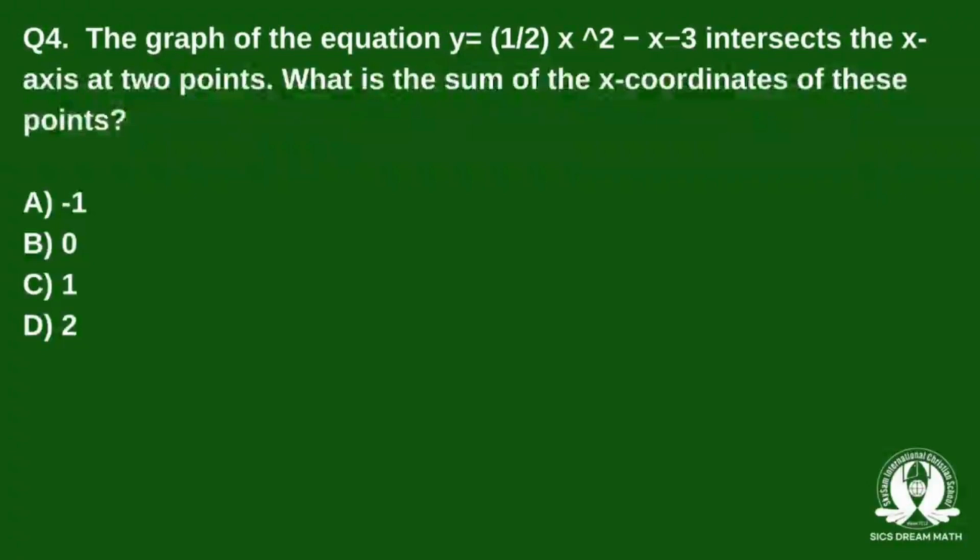The graph of the equation y equals half x squared minus x minus 3 intersects the x-axis at 2 points. What is the sum of the x-coordinates of these points?